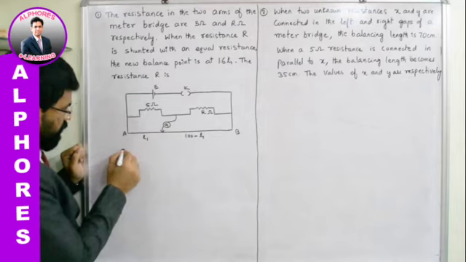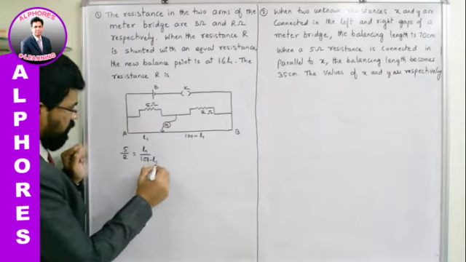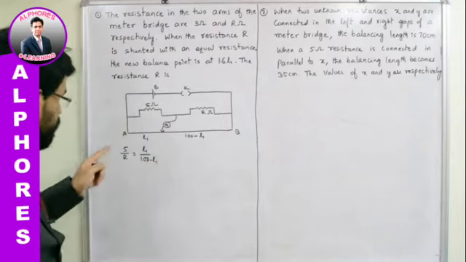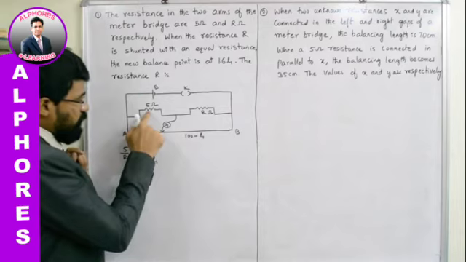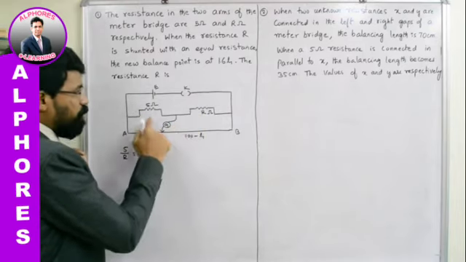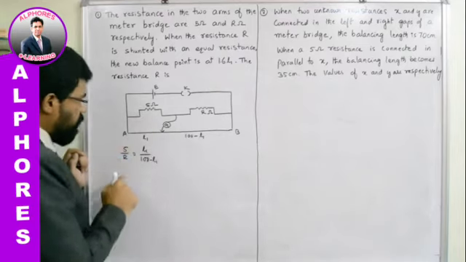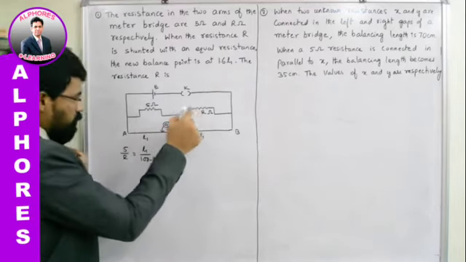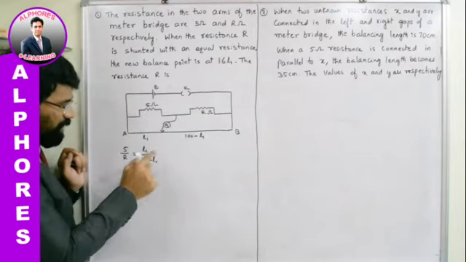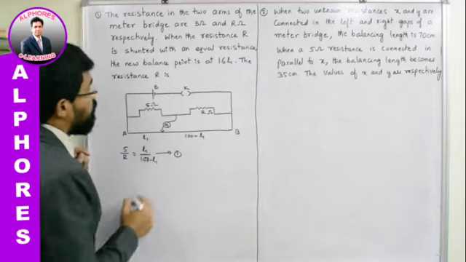You can write 5 by R is equal to L1 by 100 minus L1. When the bridge is balanced, this is the ratio between these two resistances. If you imagine here P and here Q, P by Q is equal to L1 by 100 minus L1. So in place of P we have 5, in place of Q we have R. So 5 by R is equal to L1 by 100 minus L1. Let us take this as equation number 1.